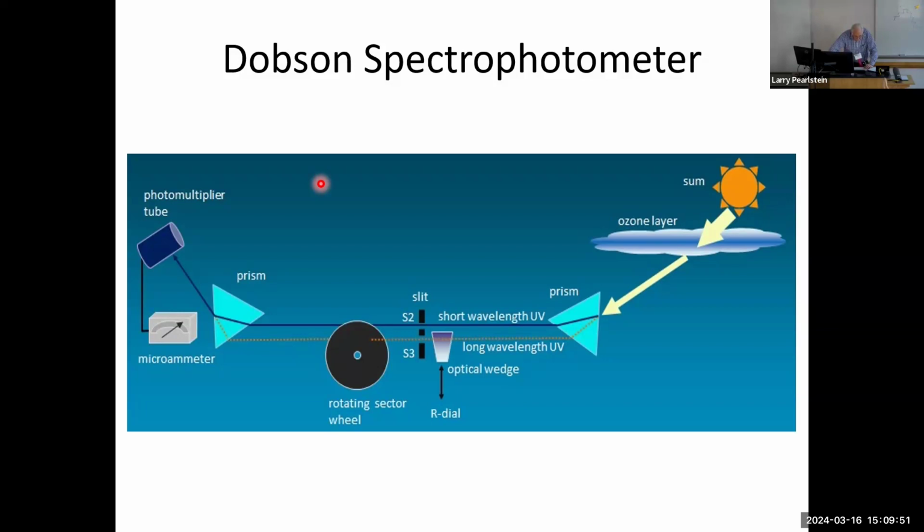Now, you can detect local ozone, as I said, also by using an optical absorption cell similar to the one for CO2, except here you're going to use UV light.